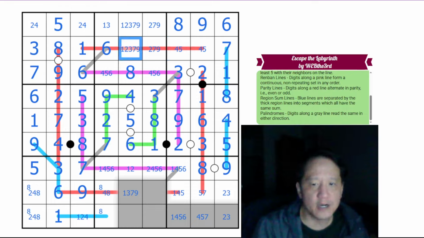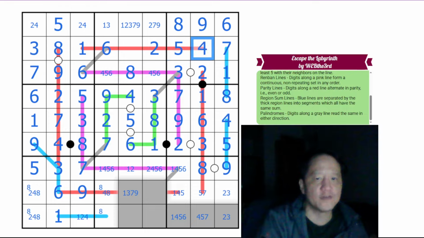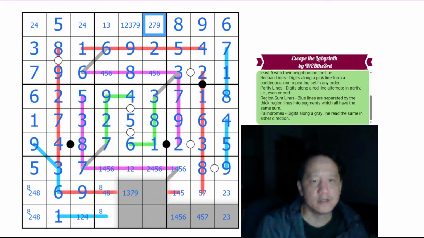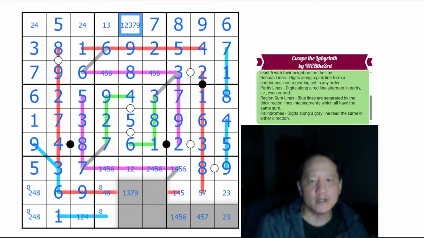This must be an odd digit. Therefore, that makes this an even digit, so this is 2, which makes this odd. That's 5, that's 4. This is odd, so this must be 9. No 2 or 9 here, so this is 7. No 2, 7, or 9 here. It's 1 or 3.